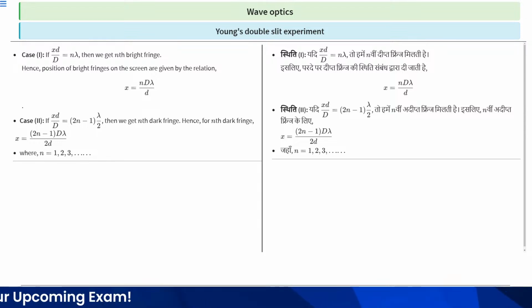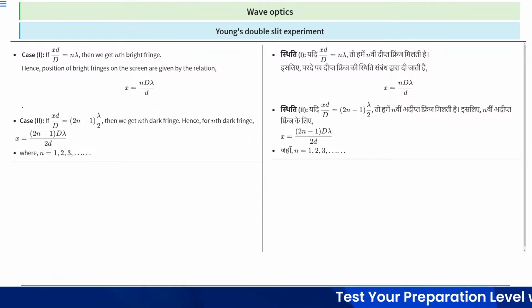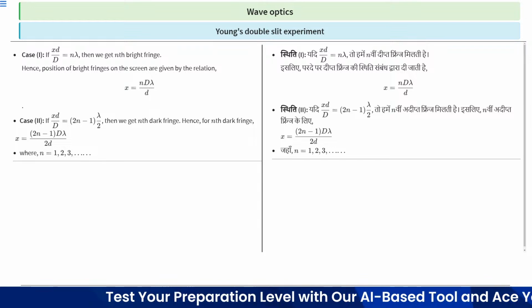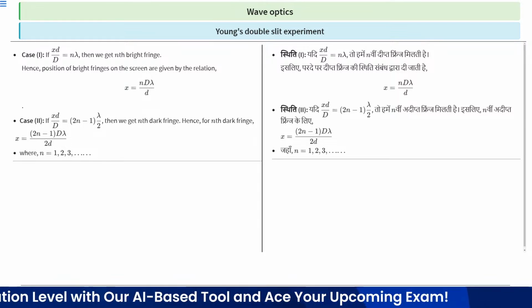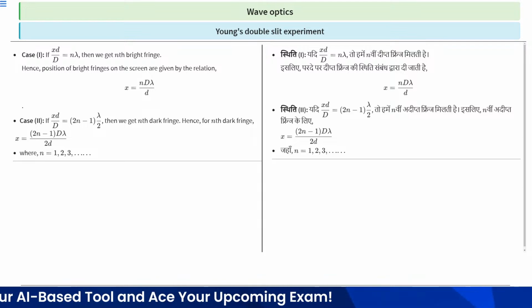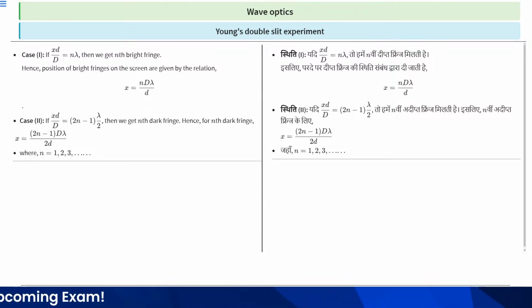So there are two main points. First is the position of bright fringes on the screen, and second is the position of the nth dark fringe on the screen, where n is 1, 2, 3 and so on. So both the formulas are important. This one, and the second one is this, for the nth dark fringe.